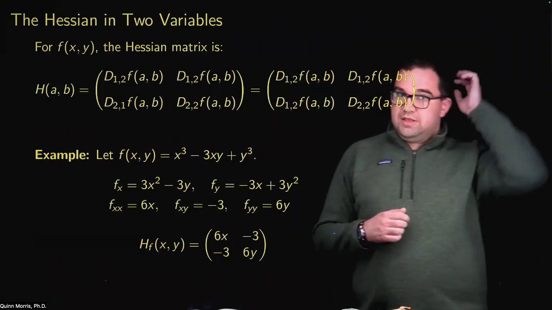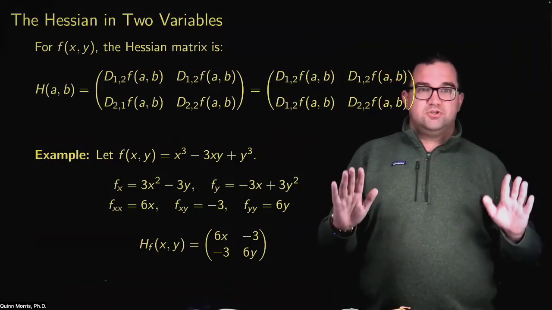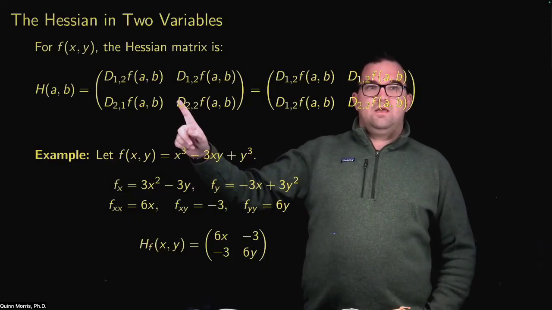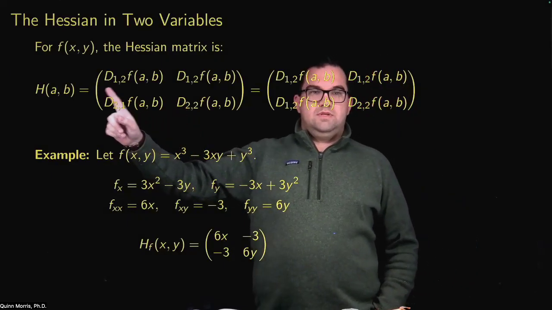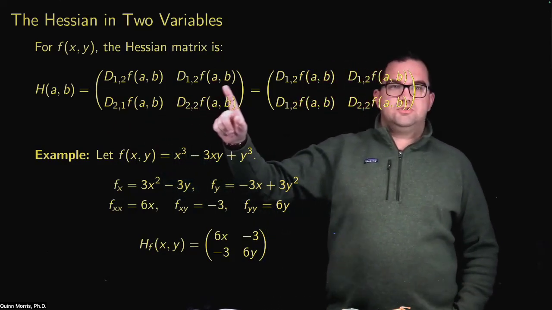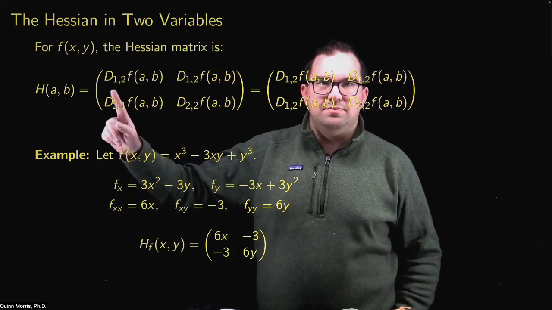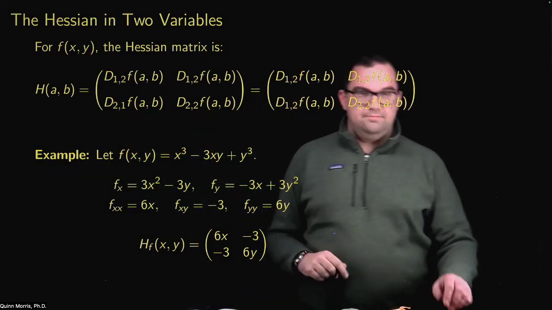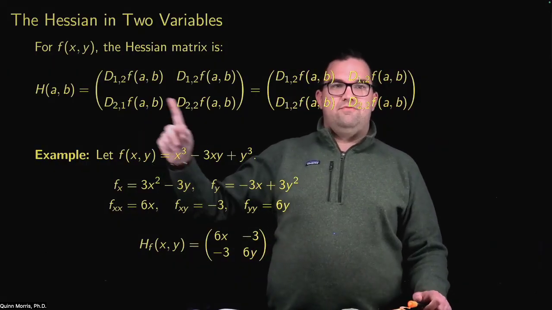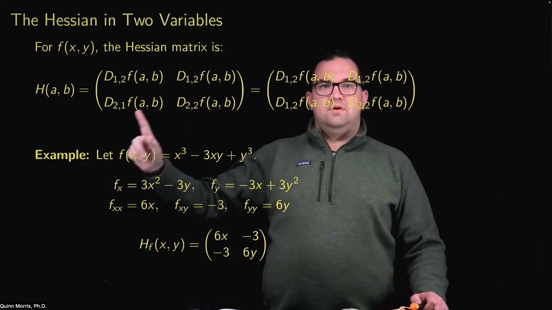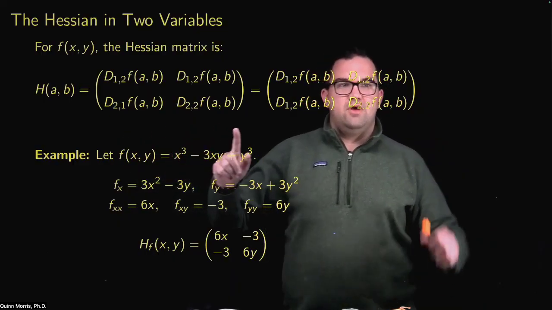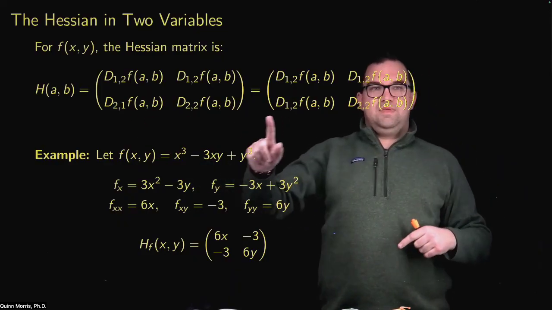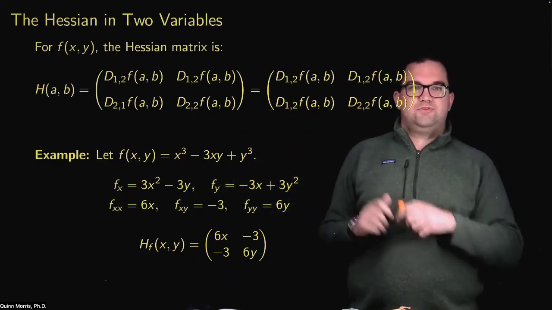Just to make sure we're clear on this, let's say we're dealing with a function of two variables. The Hessian matrix here would simply be, sorry, that's a typo, that should be d11, and this should also be d11. So this should be d11 of f, d12 of f, d21 of f, and d22 of f. Of course, because of equality of mixed partials, this d21 will be the same as d12. So this is a symmetric matrix.